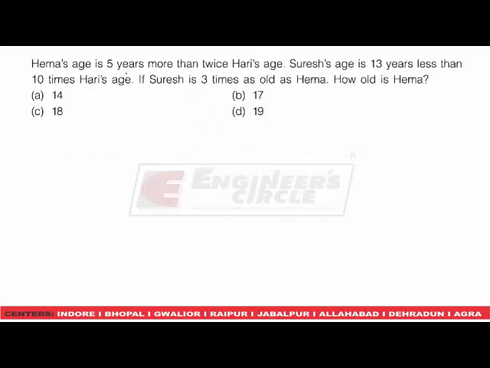The first question is, Hima's age is 5 years more than twice Hari's age. Suresh's age is 13 years less than 10 times Hari's age. If Suresh is 3 times as old as Hima, how old is Hima? So we can solve this by assuming the variables. Let Hari's age be x, Hema be y, and Suresh be z. And we have to find out Hema's age, that is y.